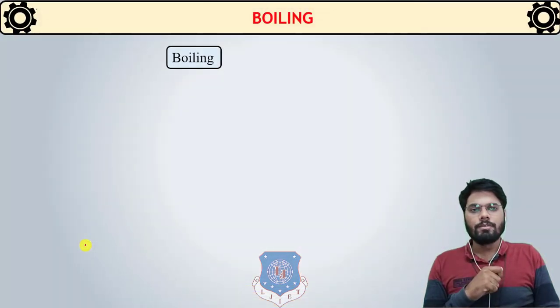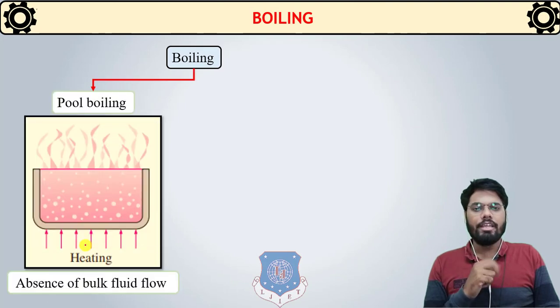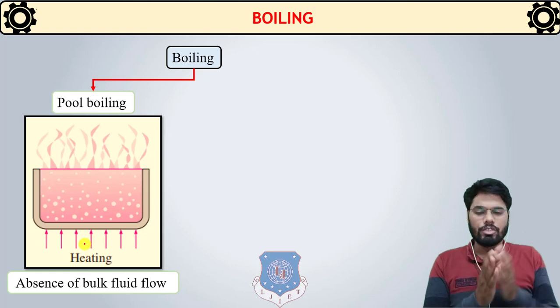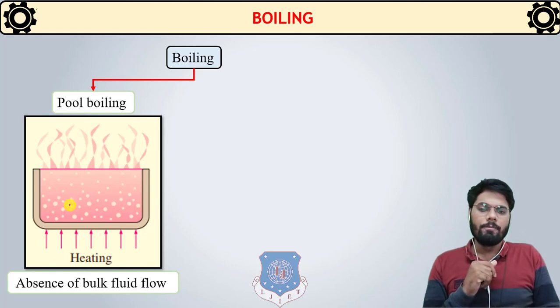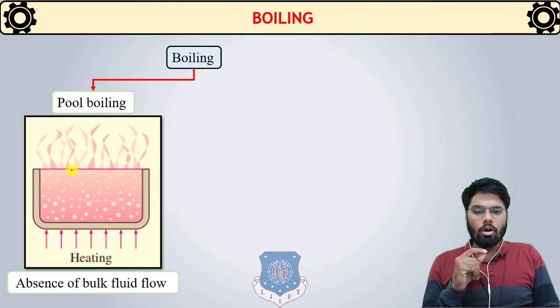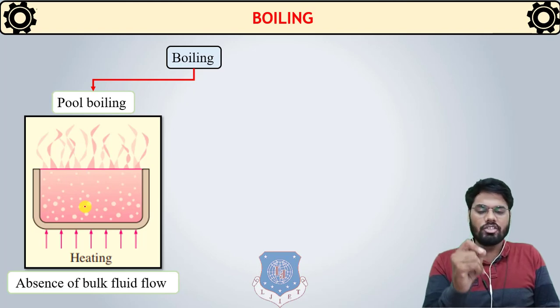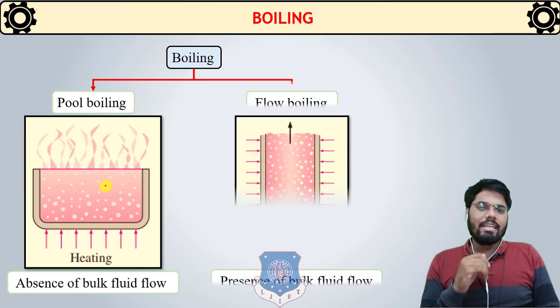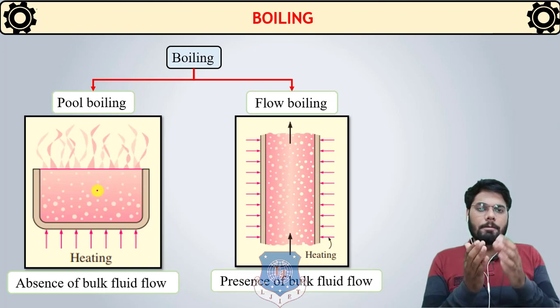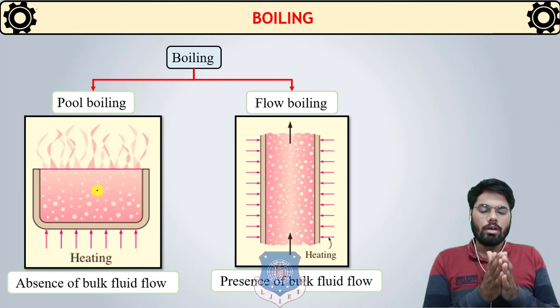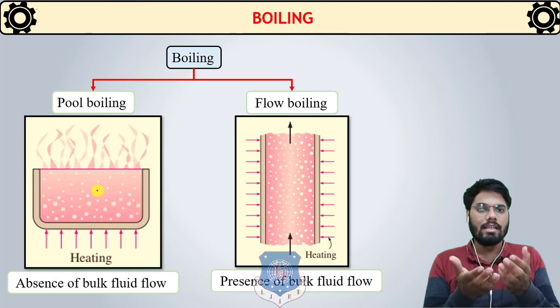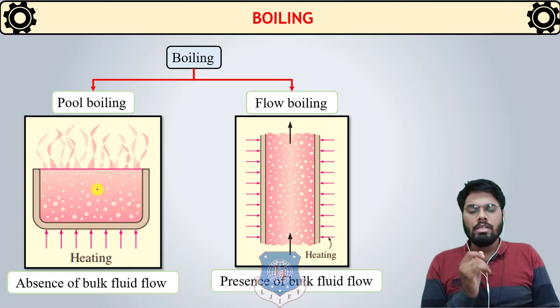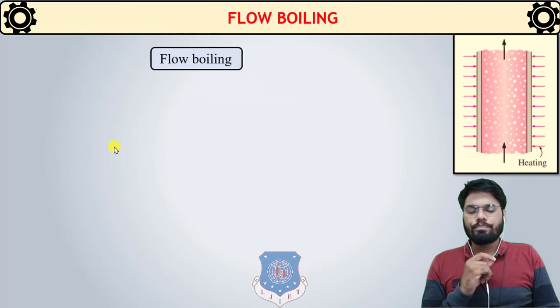In our previous videos, we classified boiling in two ways. First is pool boiling, in which there is absence of bulk fluid motion. As you can see from the figure, the fluid is stationary. There is no motion of fluid. The only motion which takes place is because of the natural convection currents. Second is flow boiling, in which there is a presence of bulk fluid flow because of an external arrangement such as pumps.